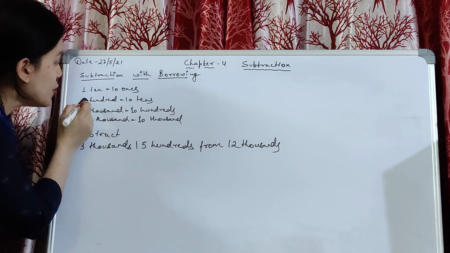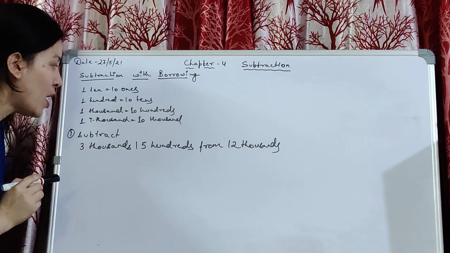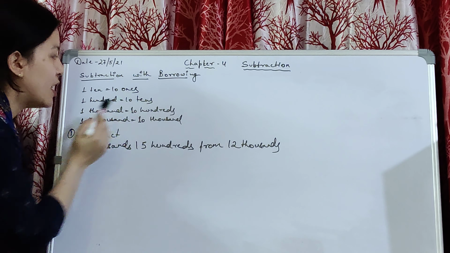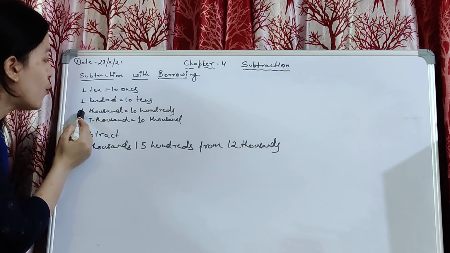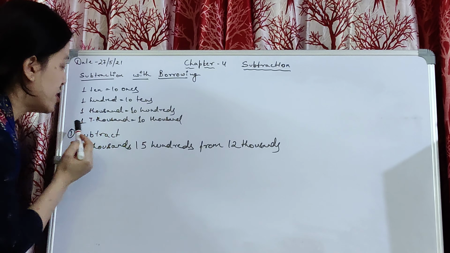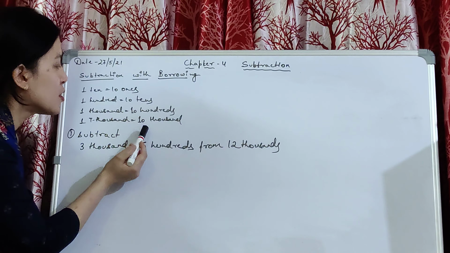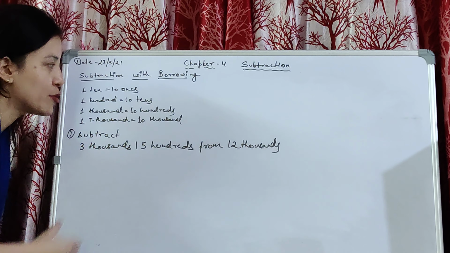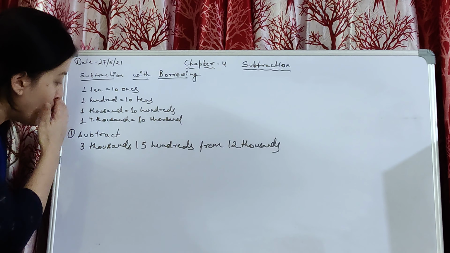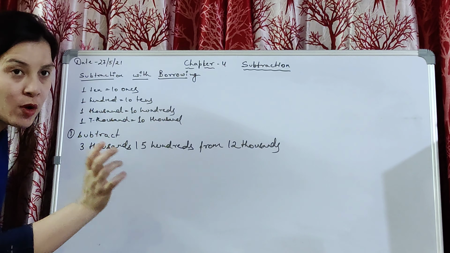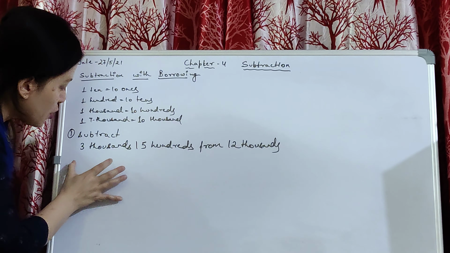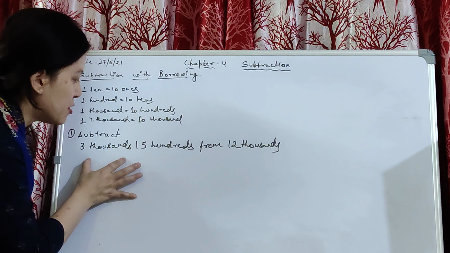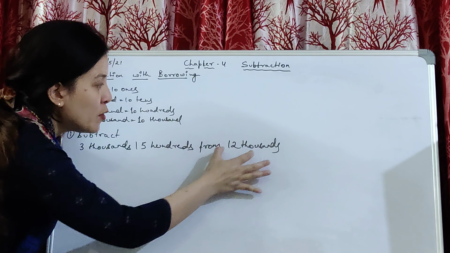As you know, 1 ten is equal to 10 ones, 1 hundred is equal to 10 tens, 1 thousand is equal to 10 hundreds, and 1 ten-thousand is equal to 10 thousands. ये आपको ध्यान में रखना. This thing you have to keep in your mind. For the subtraction I have taken one question: subtract 3,000 1,500s from 12,000.